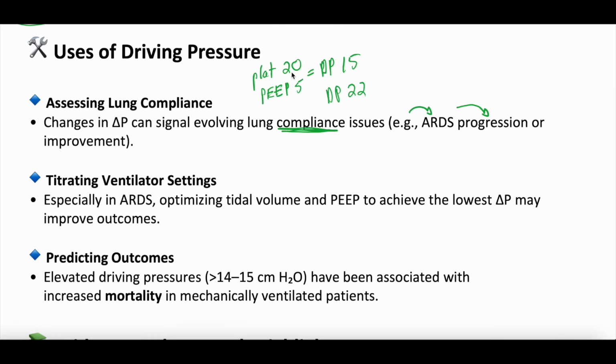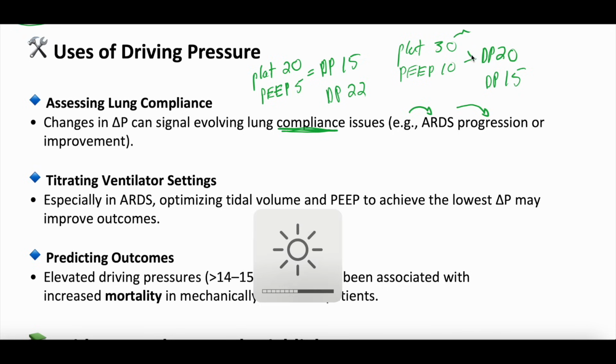Same thing in the opposite direction, right? Let's say your plateau pressure is 30 and you're at a PEEP of 10. And for whatever reason, that's the best you could do. Your driving pressure was 20. You don't make any changes, but you check the next day and the driving pressure is down to 15. That essentially means that plateau pressure is getting better and the compliance is getting better. Whatever illness was going on is improving.